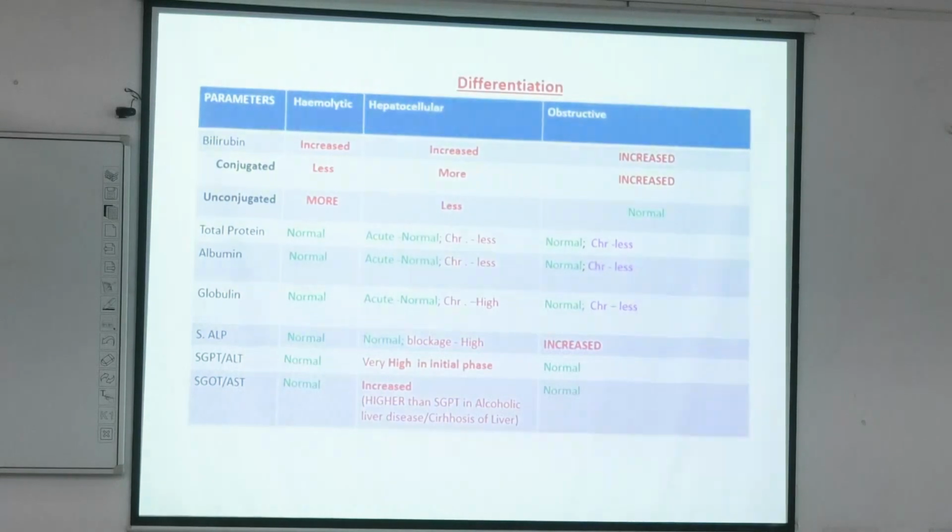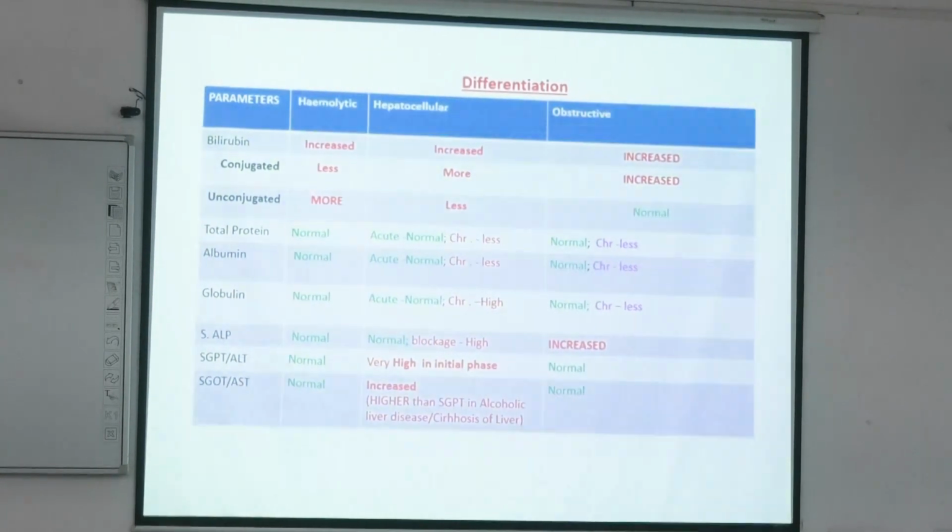So, in hemolytic jaundice, the unconjugated part will be more, because the liver is normal, but it has exceeded the capacity of the liver. So, unconjugated bilirubin will be high in hemolytic jaundice. In hepatocellular, because the liver has conjugated, but it has failed to deliver to the bile duct, the conjugated part will be increased and the unconjugated part will be less, and this will be again confirmed at the enzyme level, which I will not tell now, but later.